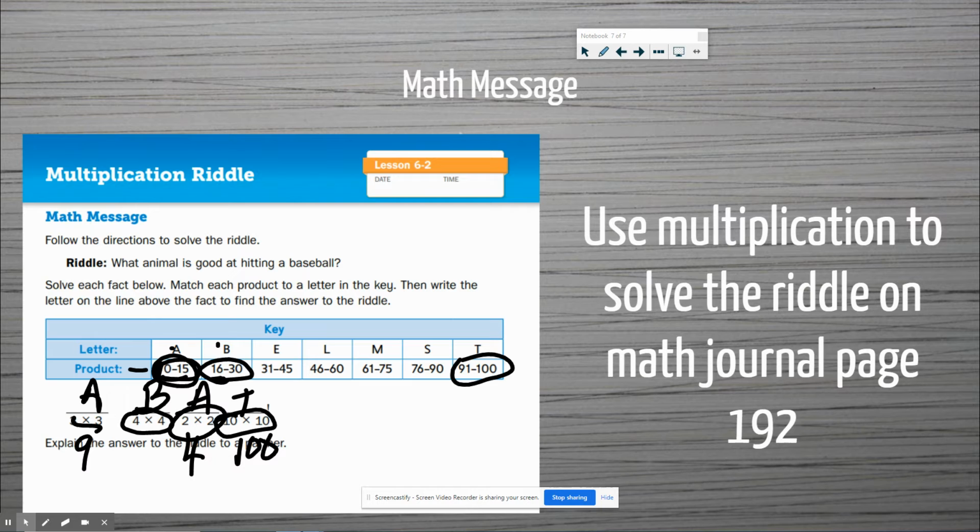So what animal is good at hitting baseball? A bat. Of course, we know that there are 2 types of bats. We have the animal that flies, the bat, but we also have a baseball bat. So the bat animal is probably going to be good at hitting baseballs.